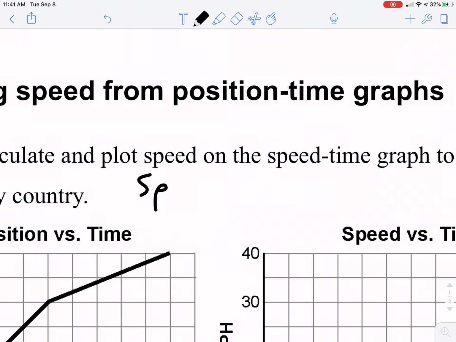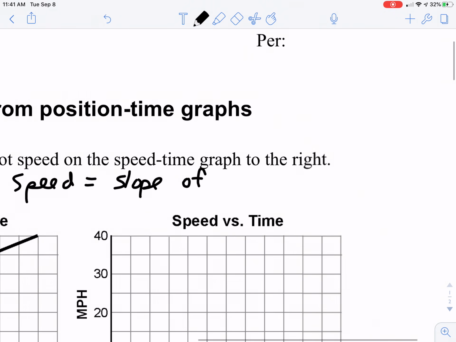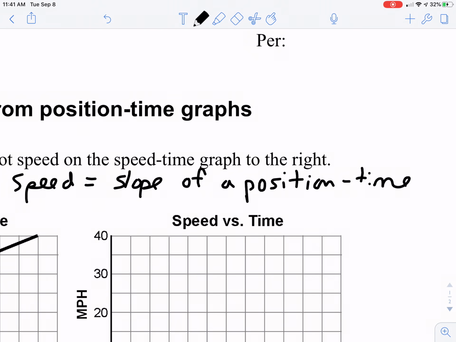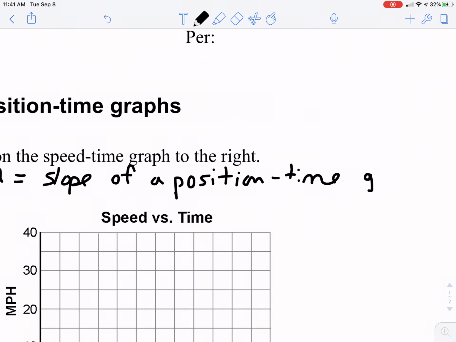Speed is the slope of a position time graph. So that's what we're going to be focusing on when we do this particular activity. We're going to be focusing on the concept of slope.